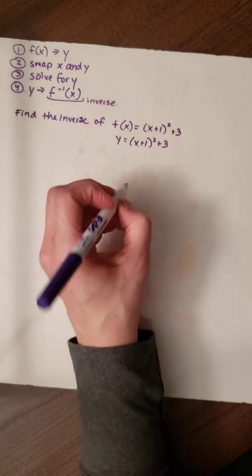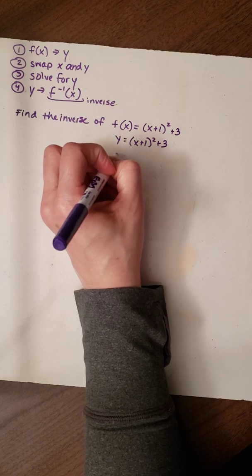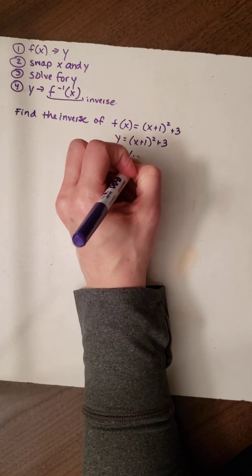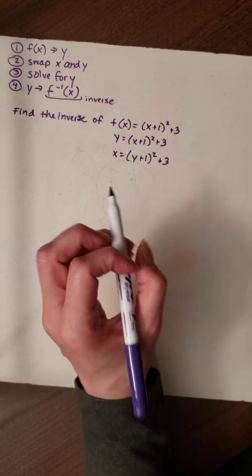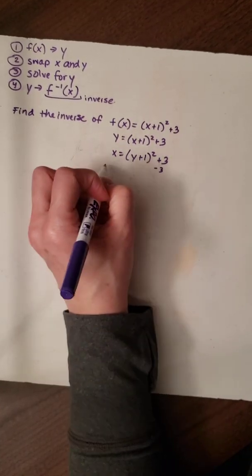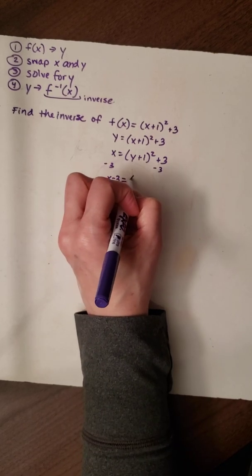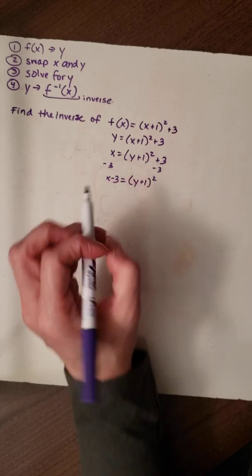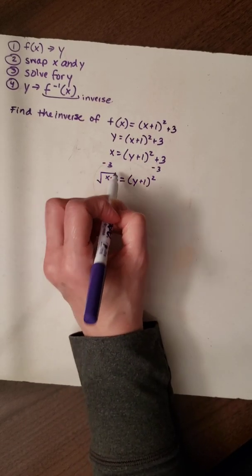Okay, swap x and y. That's step 2. x equals (y plus 1) quantity squared, plus 3. Solve for y. I'm going to subtract 3 from both sides. x minus 3 equals (y plus 1) quantity squared. All right, how are we going to cancel out the squared? That's right, we take a square root.